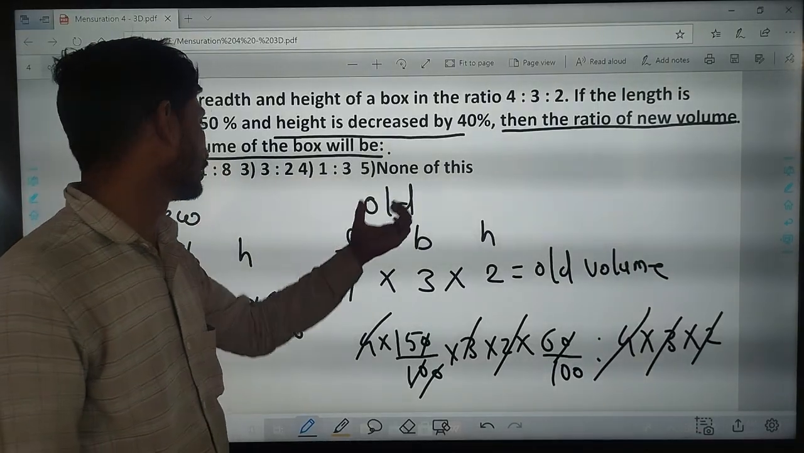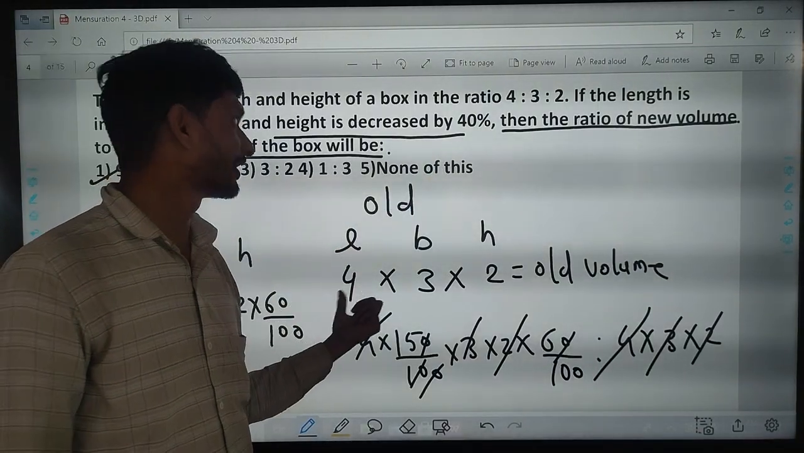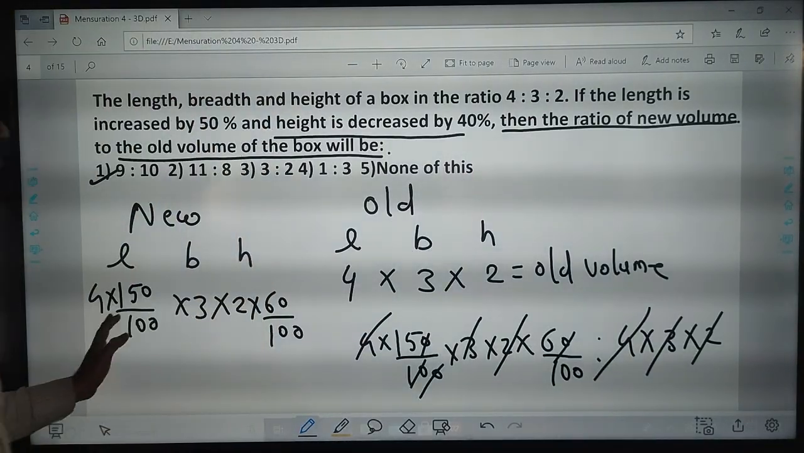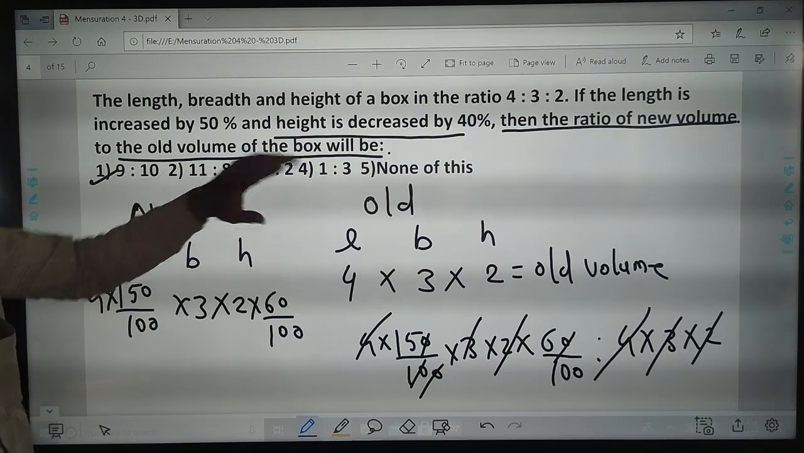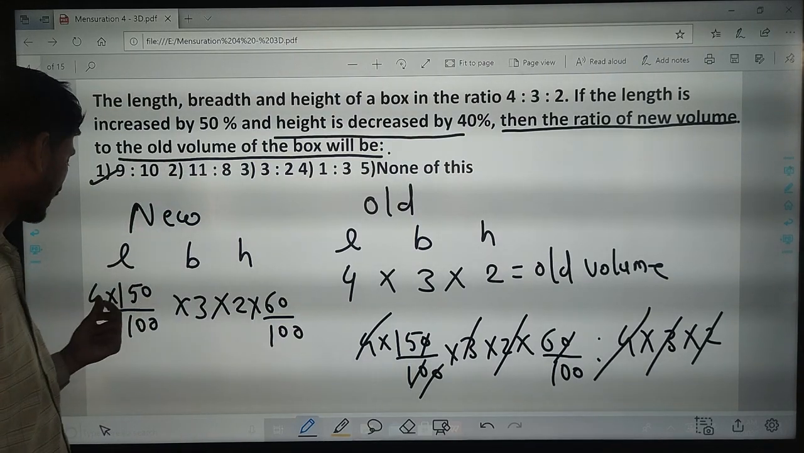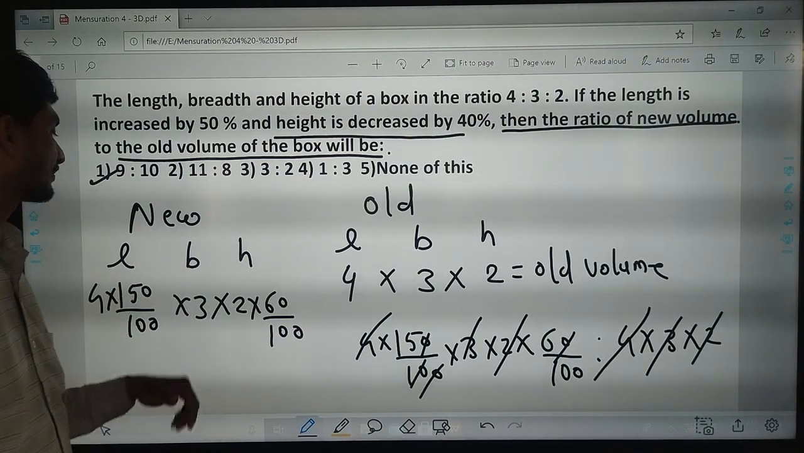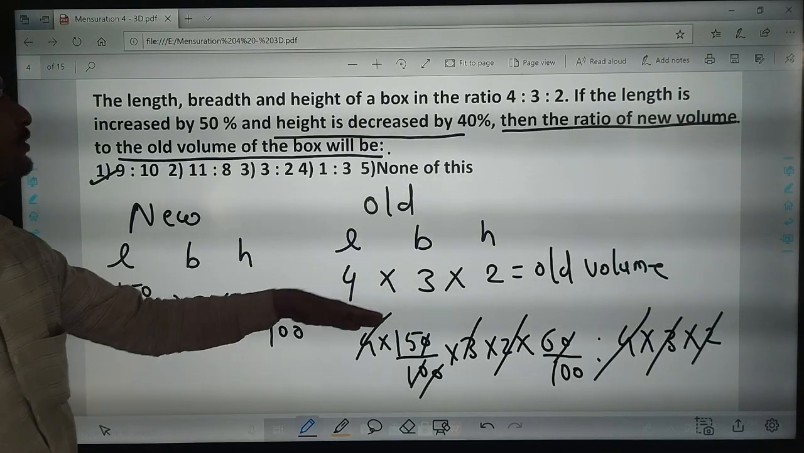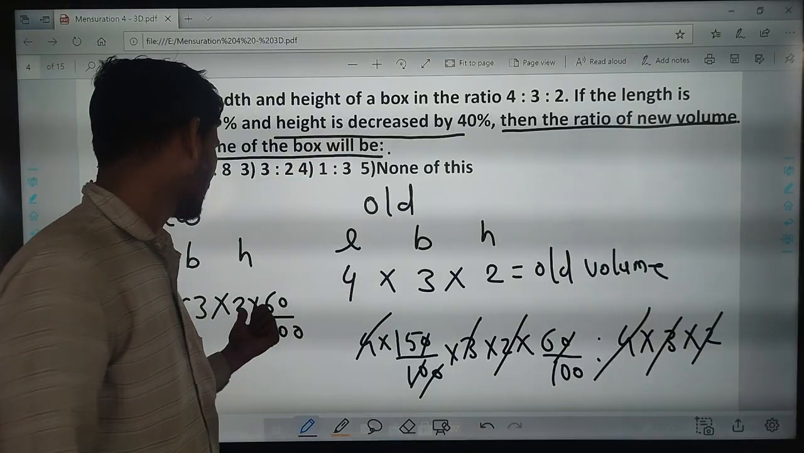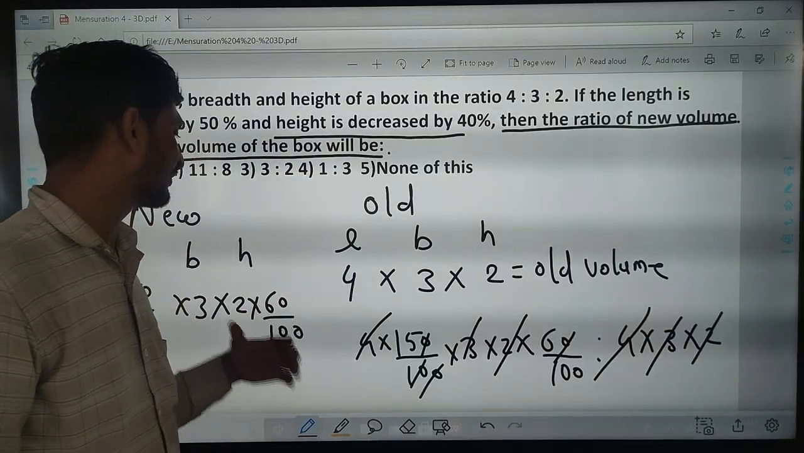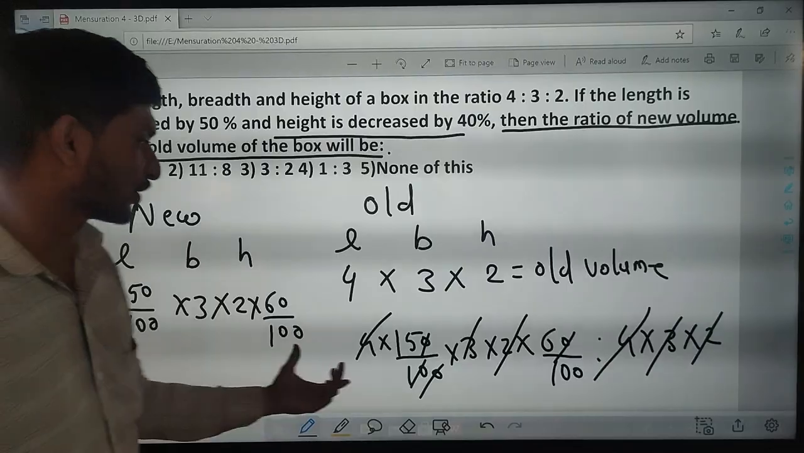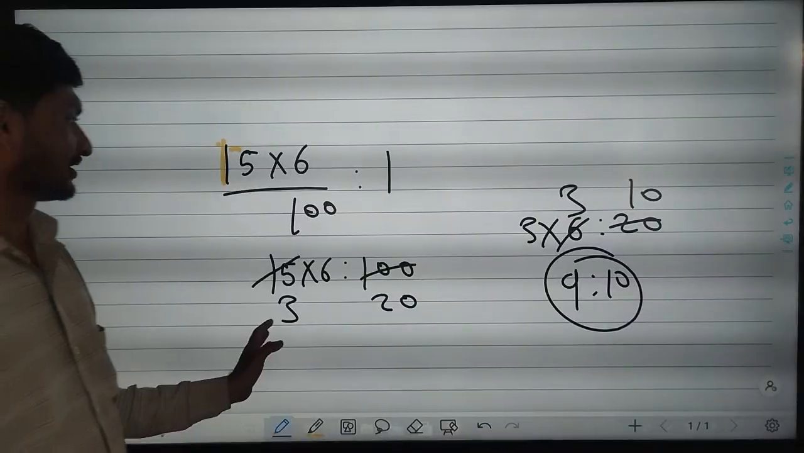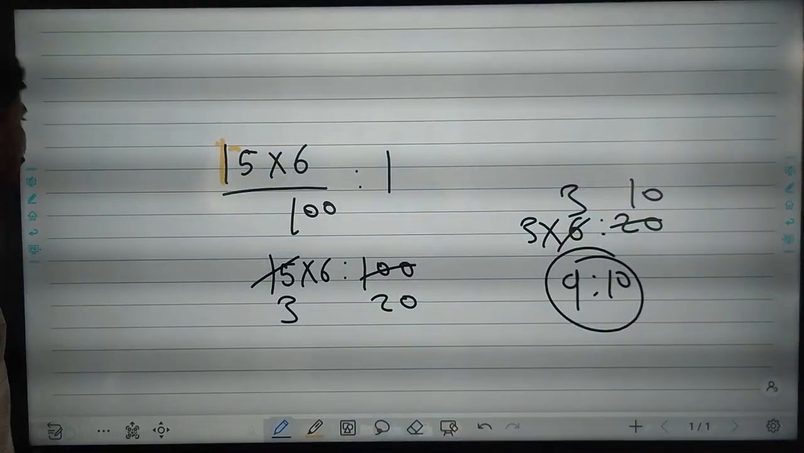Here directly, for the old volume, the length is considered 4, your breadth is 3 and your height is 2. Here only the length is increased by 50%, then we write length 4 into 150 divided by 100. Breadth is the same, 3, and your height will be decreased by 40%, then we write 2 into 60 divided by 100. Now we get the ratio of these two. We get the answer 9 to 10.